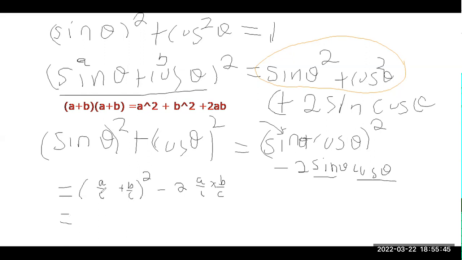What we can do is simplify. Now this is all squared in the brackets, so what you can do is write this as a complete fraction. So this would simply be a plus b over c, squared, minus 2ab over c squared. So that would have been that part of the solution.